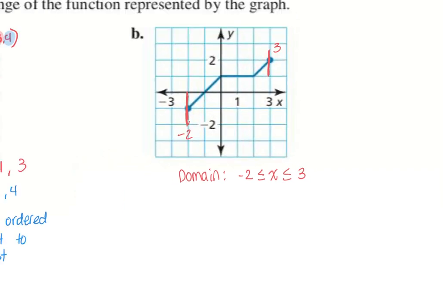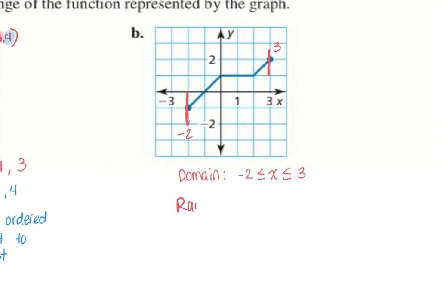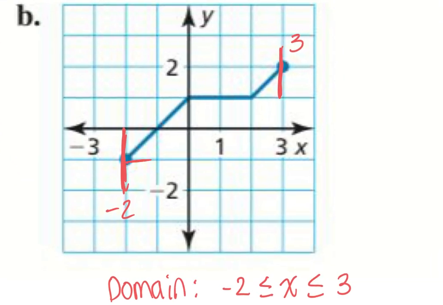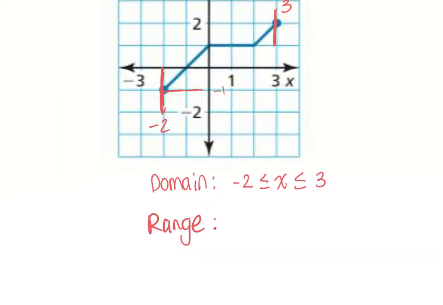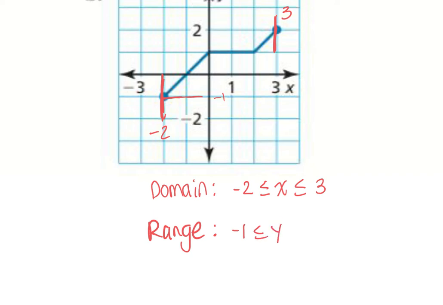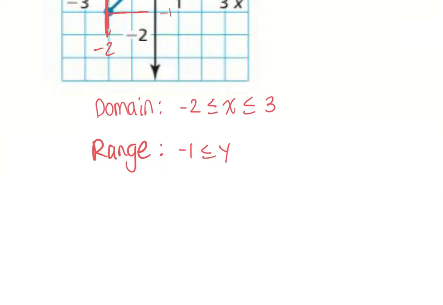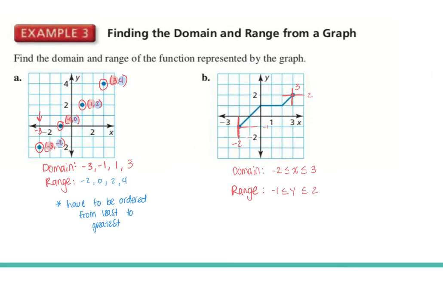Okay? Now let's think of the range. Our range are all the restrictions on our y values. Well, the smallest y value that I see happens right here at -1. So we know that our range, y needs to be bigger than or equal to -1, and it can go all the way up to +2. So it needs to be less than or equal to +2. So we've got our domain and range defined by an inequality.